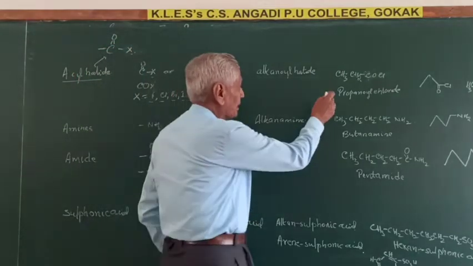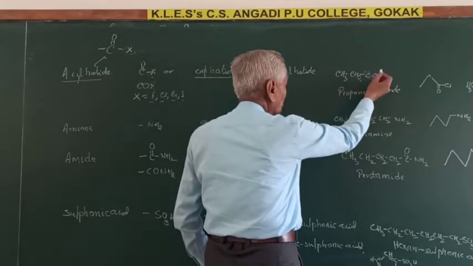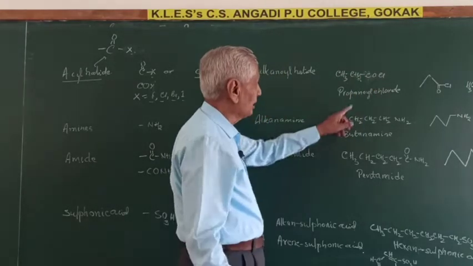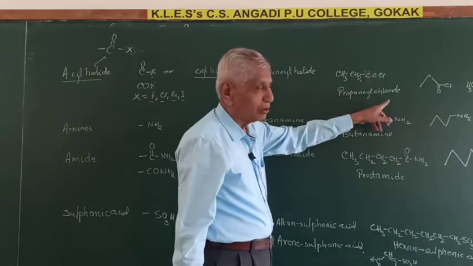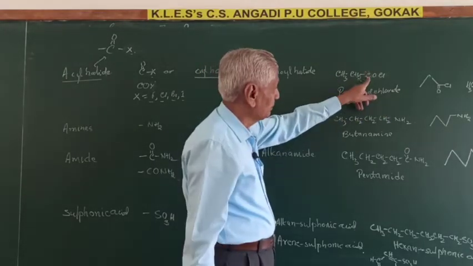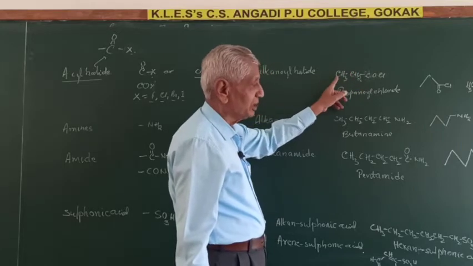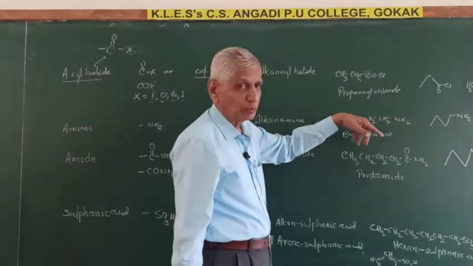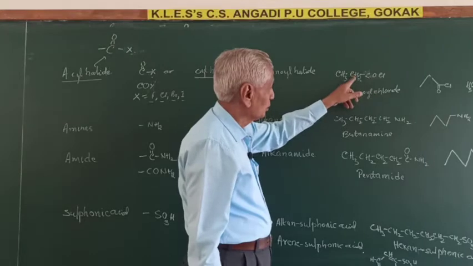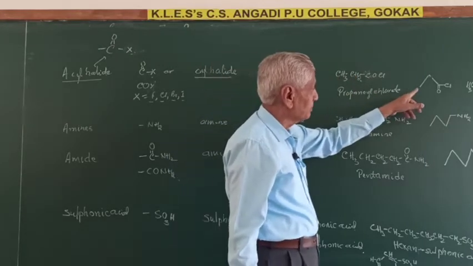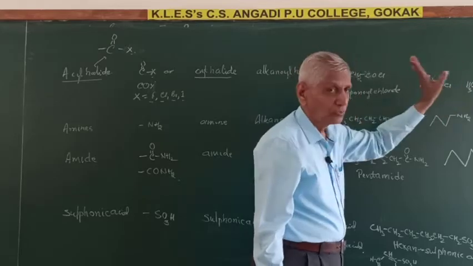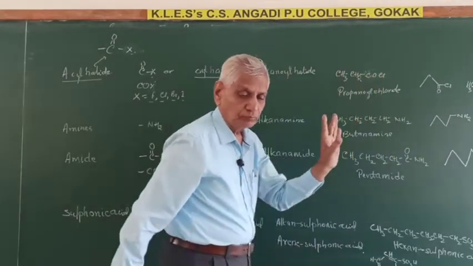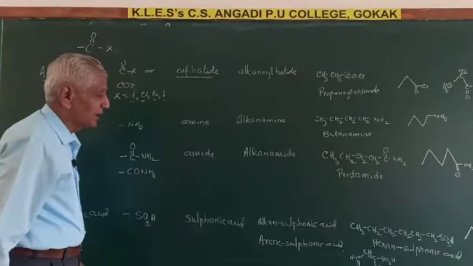Say, for example, the compound CH3CH2COCl. Here the compound contains three carbons, therefore propanoyl chloride. This is carbon 1, this is 2, this is 3. The functional group carbon is 1. And the structure can be given in this way: CH3CH2COCl. So that is regarding the acid halide.